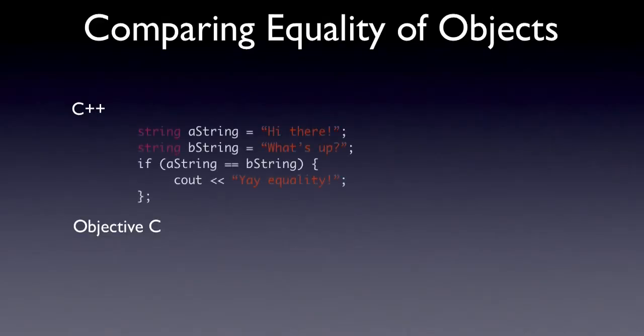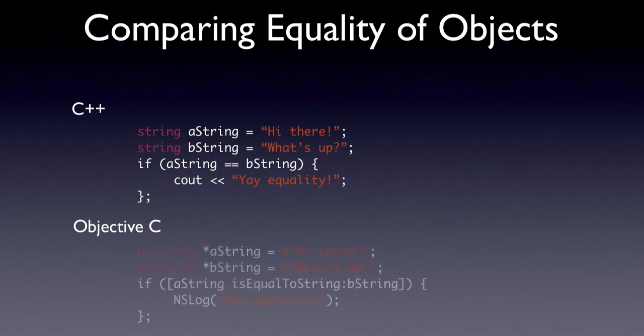Now there's an important difference here if you want to compare whether the contents of two objects are equal to each other, which is usually what you'll want to do. In C++, you'd just do this. You'd define two strings, and then you'd say if a string double equals b string, and then whatever you want to do, yes, they're equal.